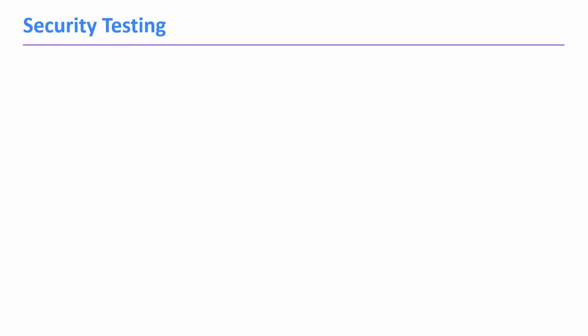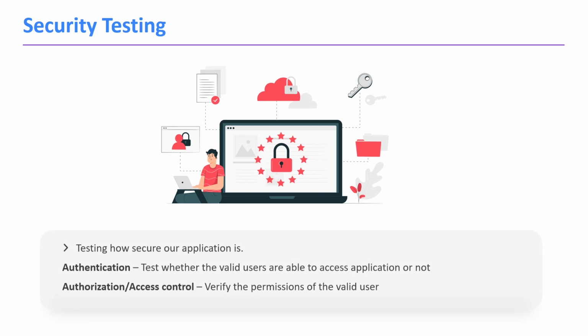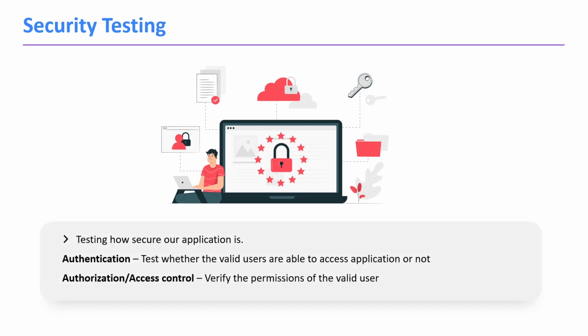Next is security testing. Security testing means testing how secure our application is. We can do security testing by doing authentication and authorization, or access control. What is authentication? Authentication means testing whether valid users are able to access our application or not. And second is authorization. Authorization is verifying the permissions of the valid users.